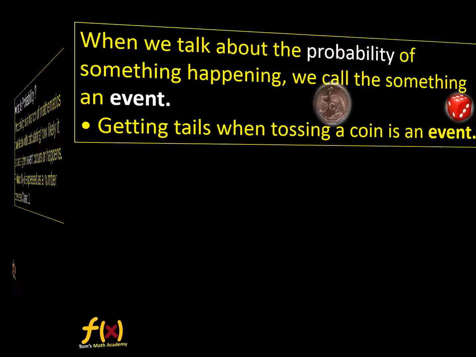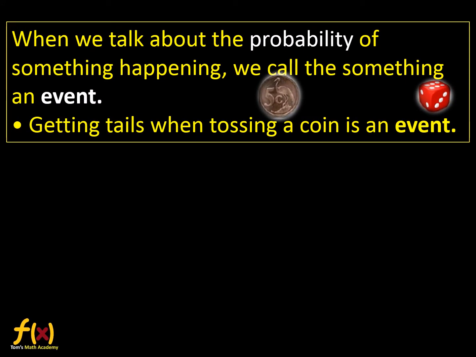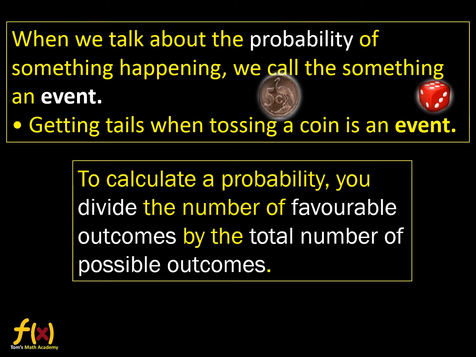When we talk about the probability of something happening, we call this something an event. Getting tails when tossing a coin, or getting 2 dots when you roll a die. These are events. How to calculate the probability?